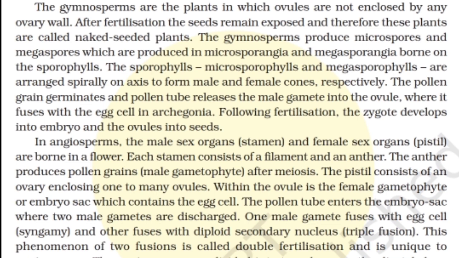In angiosperms, the male sex organ (stamen) and female sex organ (pistil) are borne in a flower. Each stamen consists of a filament and an anther. The anther produces pollen grains (male gametophyte) after meiosis. The pistil consists of an ovary enclosing one to many ovules. Within the ovule is a female gametophyte or embryo sac, which contains the egg cell. The pollen tubes enter the embryo sac, where two male gametes are discharged. One male gamete fuses with the egg cell (syngamy) and the other fuses with the diploid secondary nucleus (triple fusion). This phenomenon of two fusions is called double fertilisation and is unique to angiosperms.